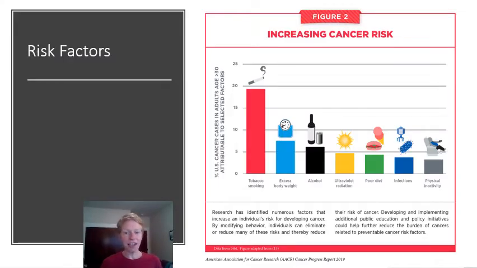Some of the risk factors that you may have come up with are things like age. The older we get, the more times our cells have had to replace themselves, the more times our DNA has had to copy itself, and we just get more and more random mutations that build up.